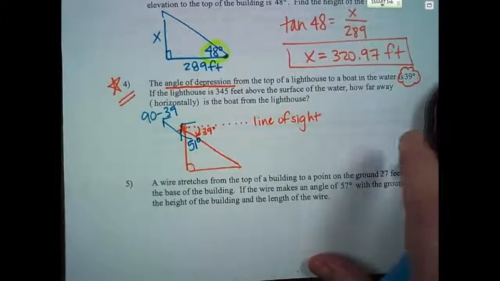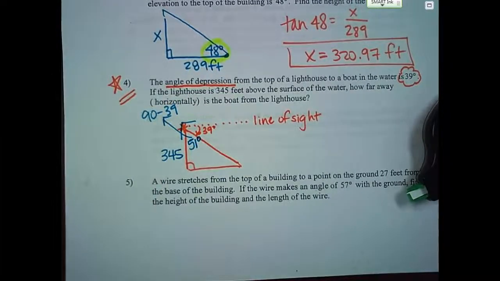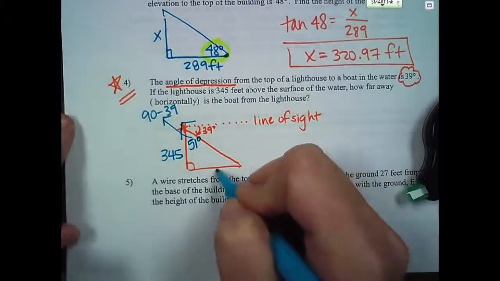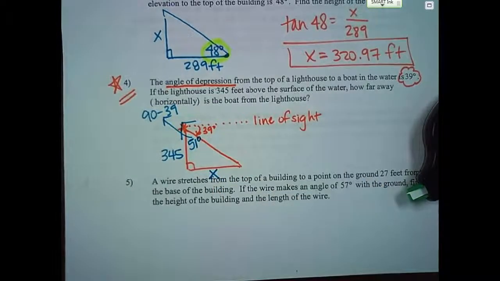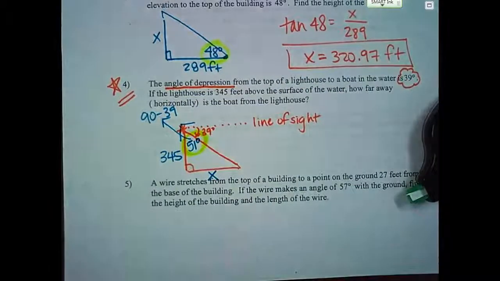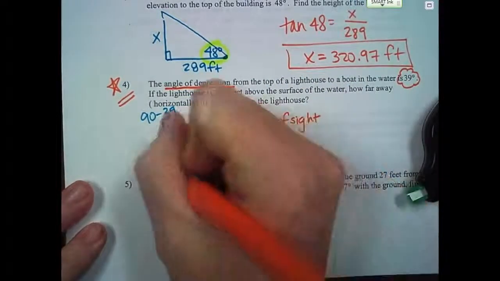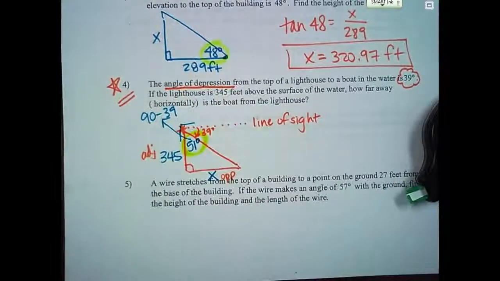Then it tells me that it's 345 feet above ground, so that's 345. How far away horizontally is the boat? So I'm looking for this measure here. Okay. Now, for this particular problem, I have an angle, I have its opposite again and its adjacent again. So what are we going to use again for this one? A lot of times we use tangent, but not always.